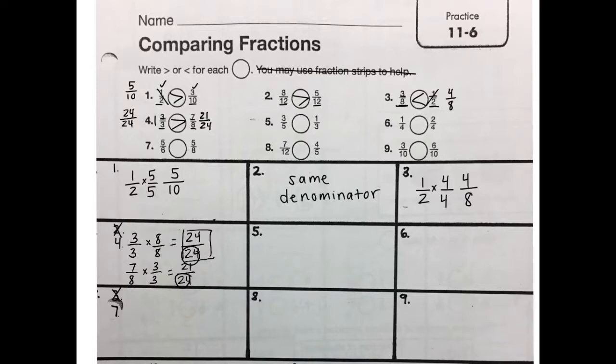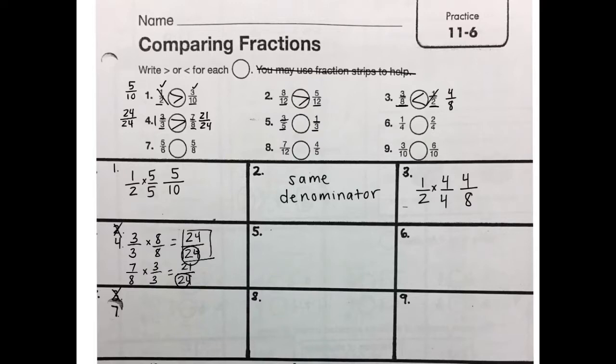Take a look at number 5, 3/5 compared to 1/3. First, I'm going to look at the denominators, 5 and 3. They're different. So I check out the numerators, 3 and 1. They're different. So I have to make an equivalent fraction. My smaller number is 3. I can't change that into 5, so I'm going to have to change them both.